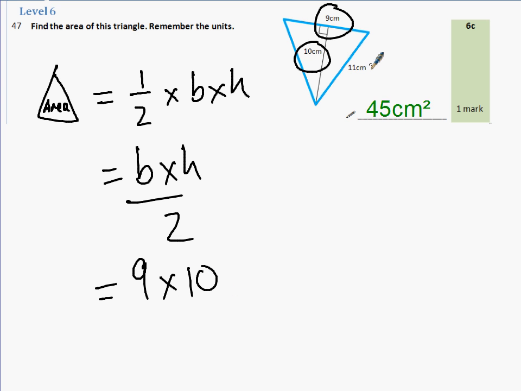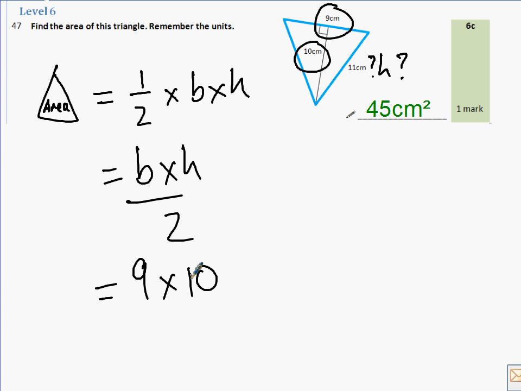What? Why isn't the height 11? Is this not the height? No, it is not the height. The height has to be at 90 degrees to the base, and you see that right angle? That tells me that this number 10 is at 90 degrees to the base. 11, however, is not at 90 degrees, it's at some other angle which looks a bit like 60.